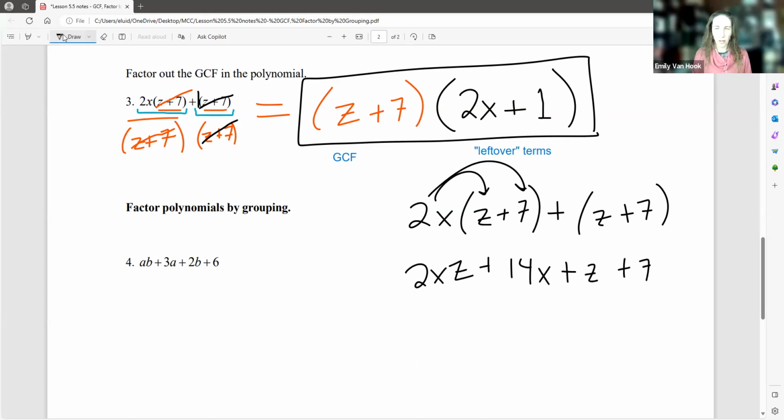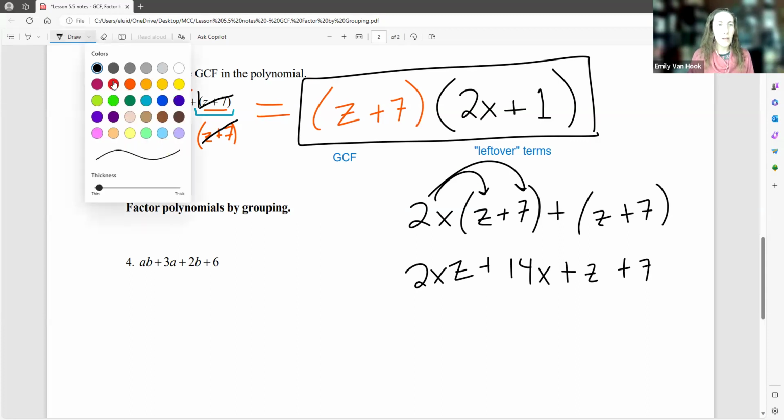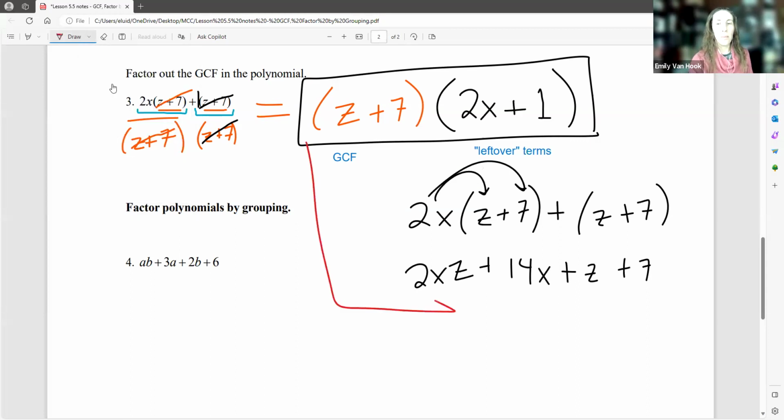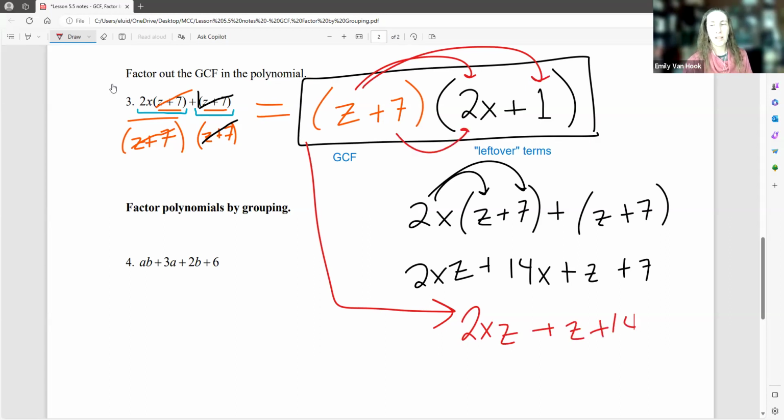Notice how we get 4 terms. None of them are alike, so we just leave them separate. If we were to FOIL and multiply our 2 binomials in our answer, we will get the same 4 terms. So watch, if I distribute z times 2x, that's 2xz, plus z times 1 is z, plus 7 times 2x, 14x, and then 7 times 1, 7. So it's the same 4 terms. The order is just a little bit different, but it really is the same result, no matter which expression you have.